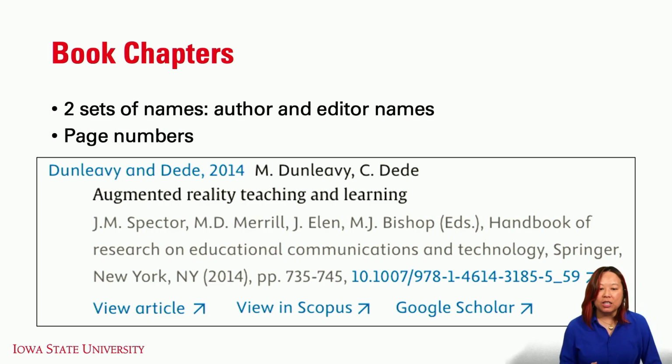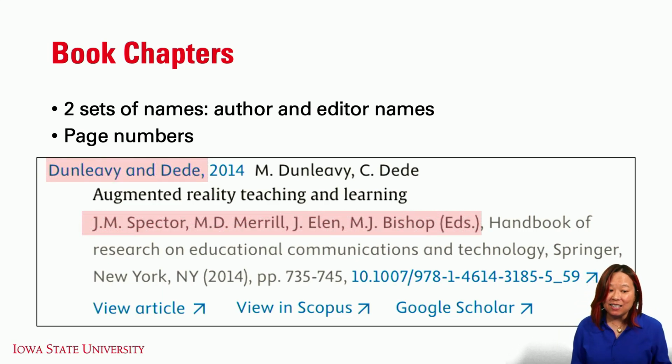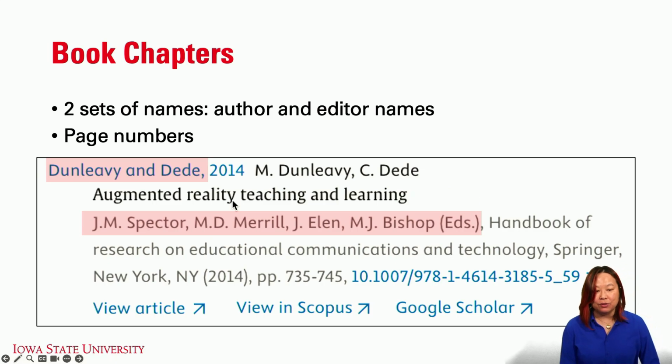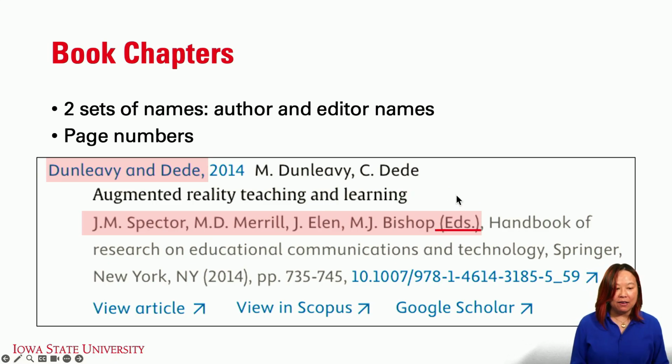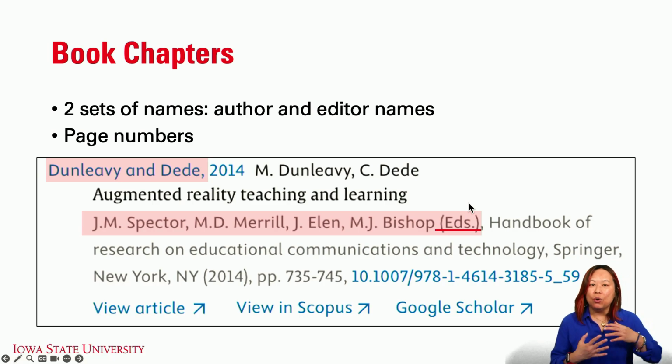So in a book chapter, you're going to have two sets of names instead of one. You've got the authors and the editors, which goes after the author. Usually the editors go after the chapter title, which is right here, Augmented Reality Teaching and Learning. And then you also have, as you can see, editors. EDS tells you it's editors. It's not the author.